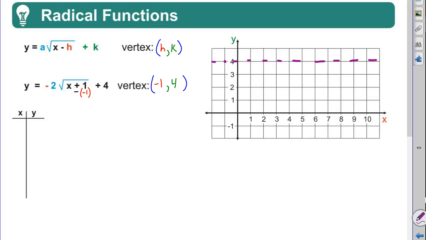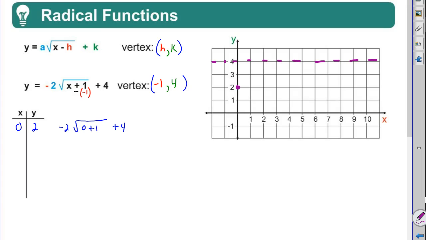Now, I already have the point (-1, 4), so let's go ahead and do the point with x equals 0. Again, I'm just subbing a 0 into the function. The square root of 1 is 1, 1 times -2 is -2, and -2 plus 4 is 2. So I have the point (0, 2) right there. Let me make it a little bit bigger.